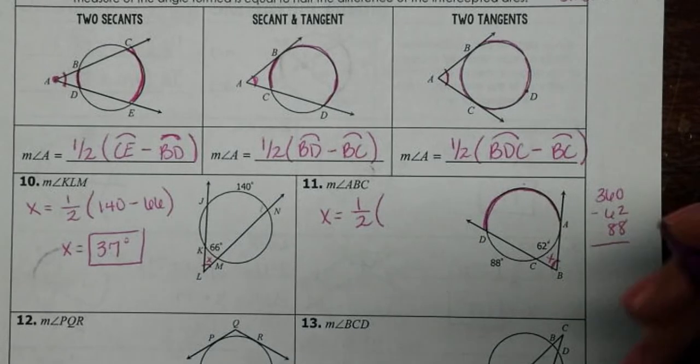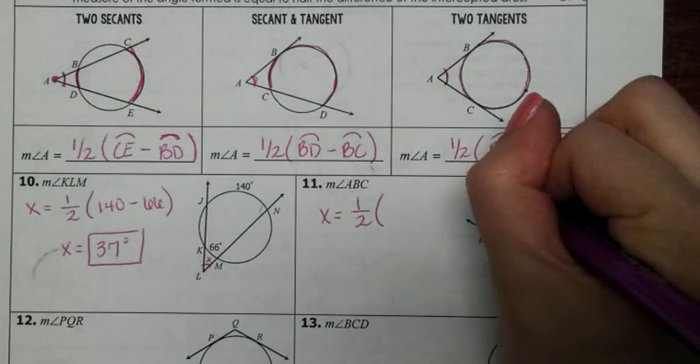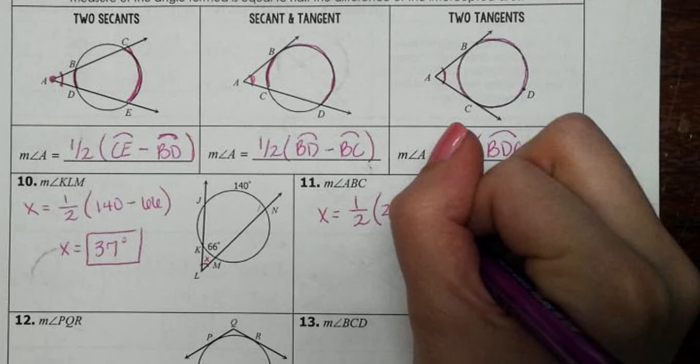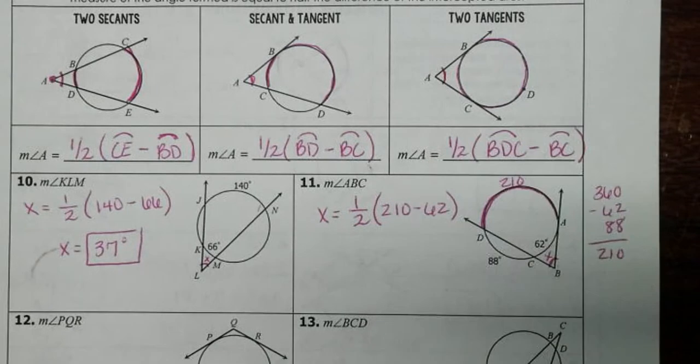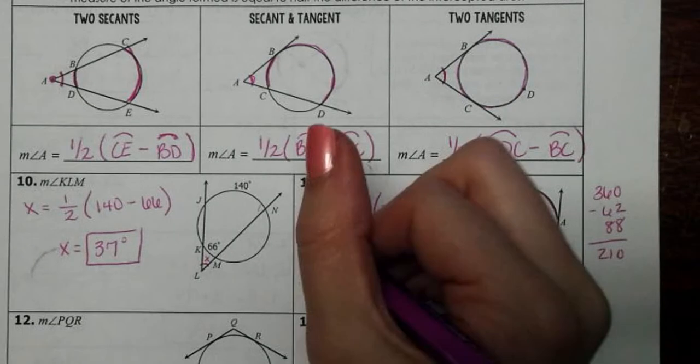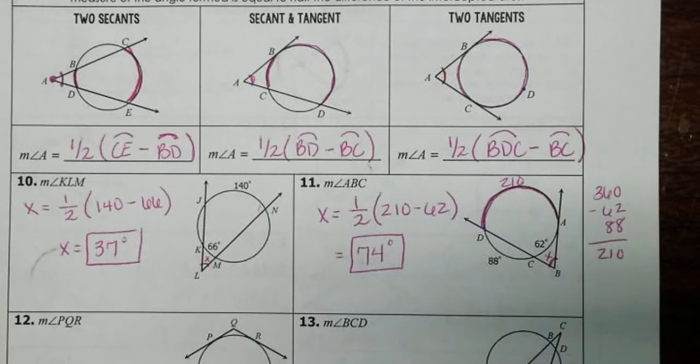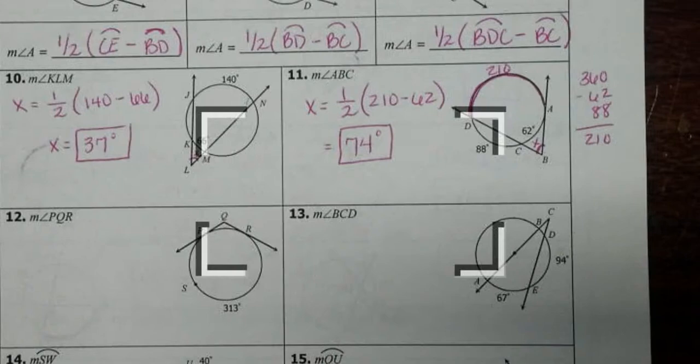And I get 210. So that's the larger arc minus the smaller arc. So if I plug that in, I get 74 degrees. Okay. Let's look at number 12.